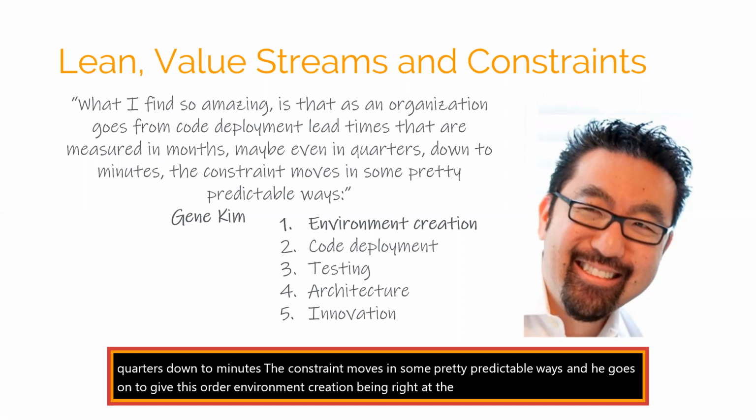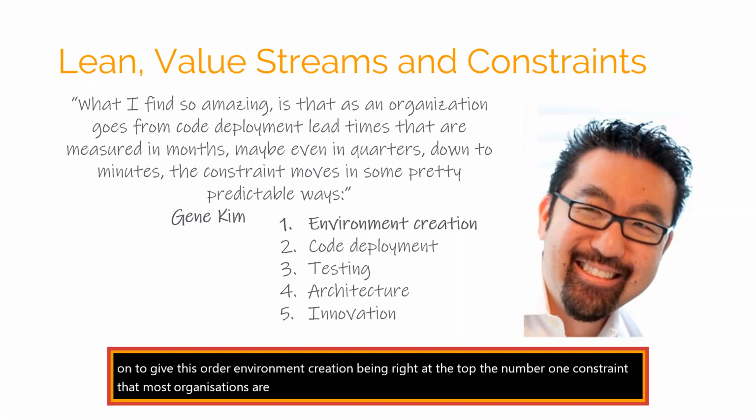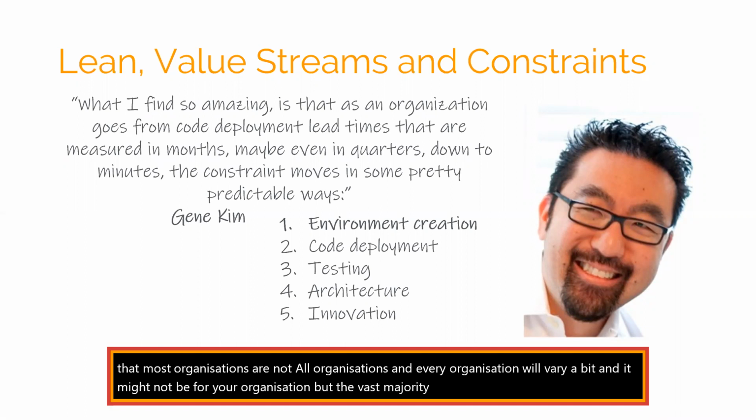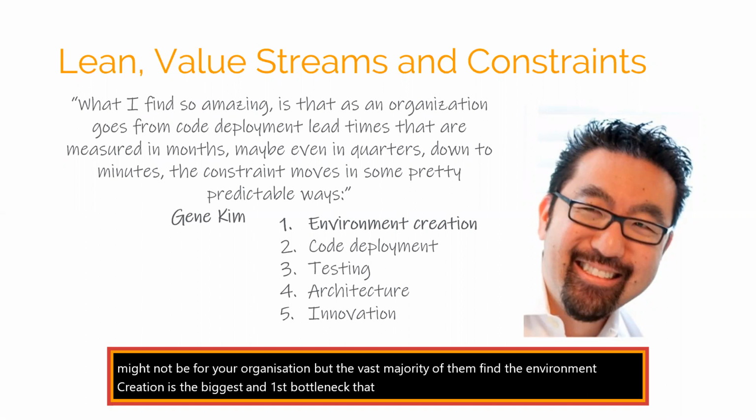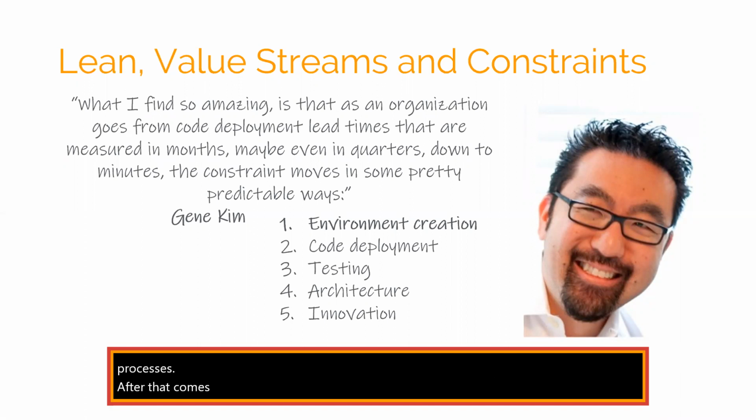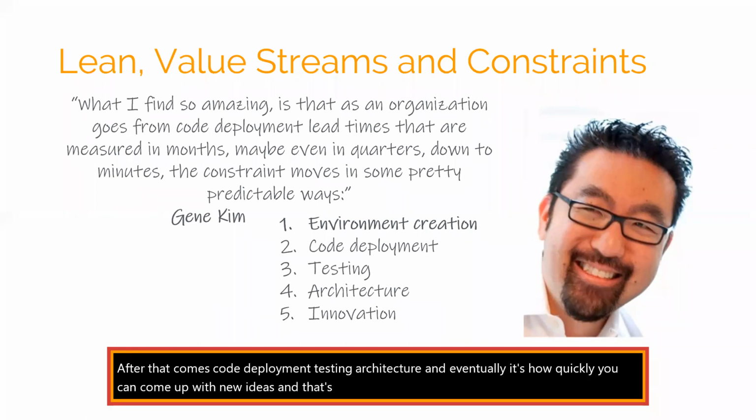It's the number one constraint that most organizations face. Not all organizations, every organization will vary a bit, and it might not be for yours, but the vast majority find that environment creation is the biggest and first bottleneck when they're trying to improve their processes. After that comes code deployment, testing, architecture, and eventually it's how quickly you can come up with new ideas. And that's where you want it to be, right?